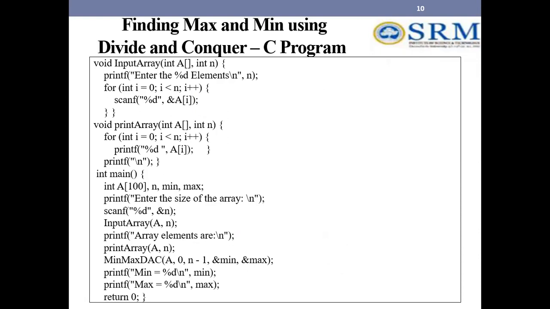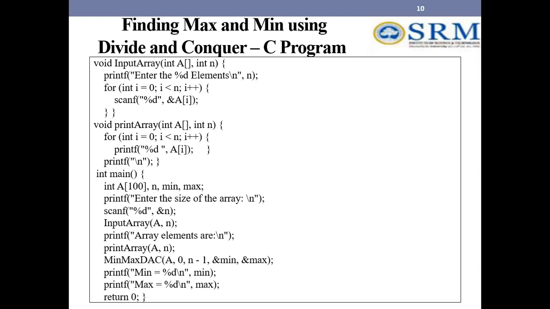So this is a recursive algorithm. See that code: void input array, a module for getting input from the user, and print array. After getting the values, we are printing the values of the array. Then in the main function, a of 100, n, min and max. Enter the size of the array, percentage d and a, ampersand n. Next, input array, call the function a comma n.